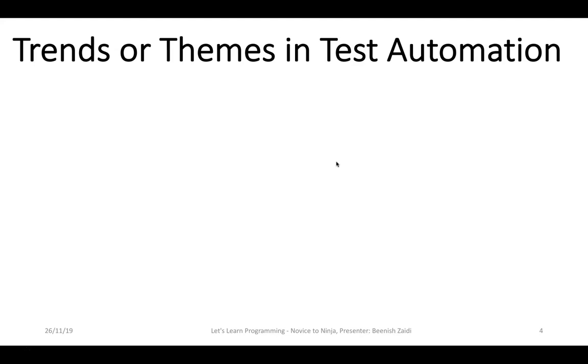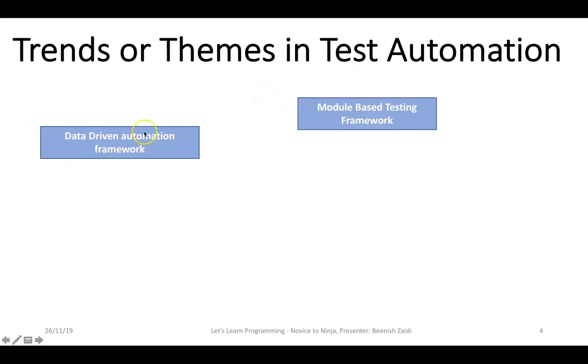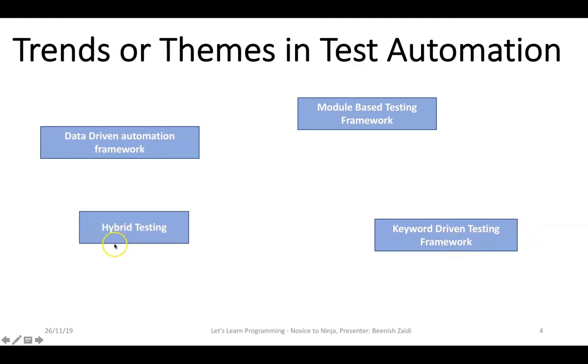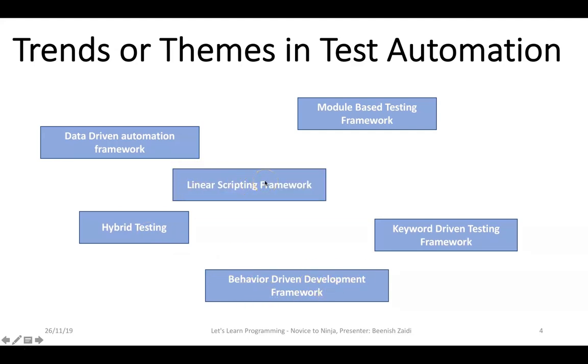A couple of themes, in my opinion, are data-driven automation frameworks. Then we have module-based testing automation frameworks. We have keyword-driven testing automation frameworks. Hybrid testing automation frameworks, behavior-driven development frameworks, and linear scripting frameworks as well. Guys, as we delved into a lot of details during our session on 15th November, I will not deep dive into these themes. If you want more details or are still confused, please feel free to reach out to me on the Slack channel.